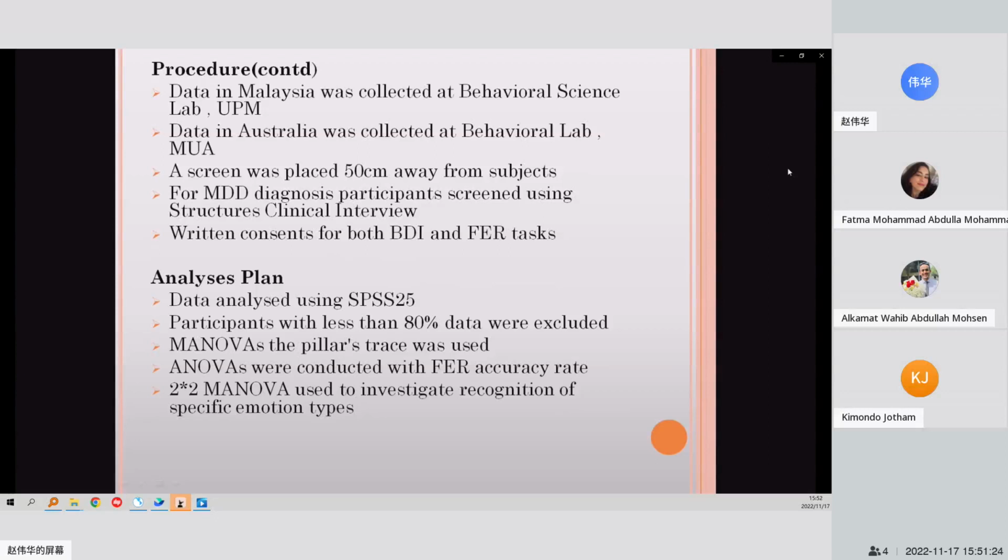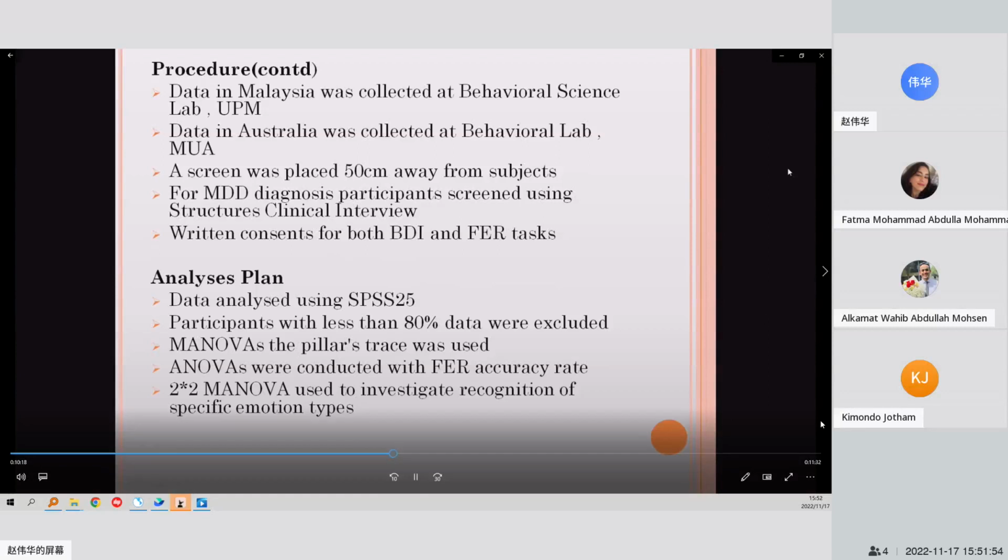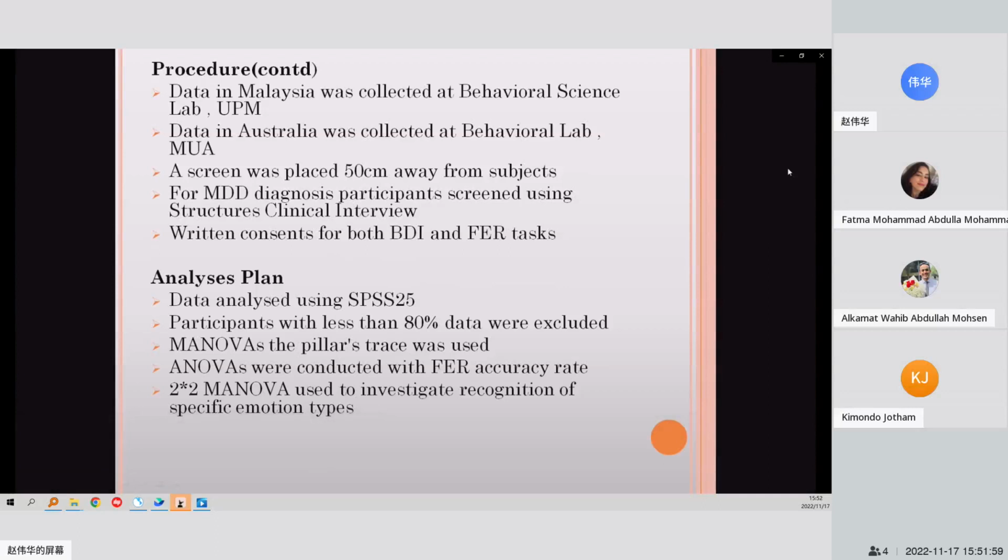A screen was placed 50 cm away from the participants, and for MDD diagnosis, participants were screened using a structured clinical interview. Written consent was taken for both the BDI and FER tasks. There are two tasks involved in this study, so written consent was taken for both tasks.